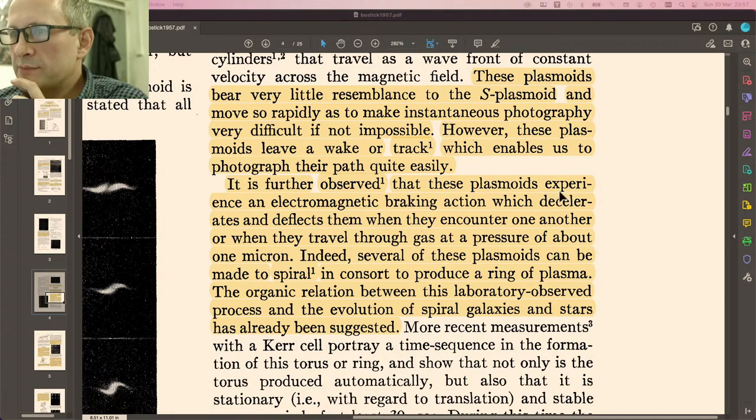It is further observed that these plasmoids experience an electromagnetic braking action which decelerates and deflects them when they encounter one another or when they travel through gas at pressure. Indeed, several of these plasmoids can be made to spiral in consort to produce a ring of plasma. The organic relation between this laboratory observed process and the evolution of spiral galaxies and stars has already been suggested.